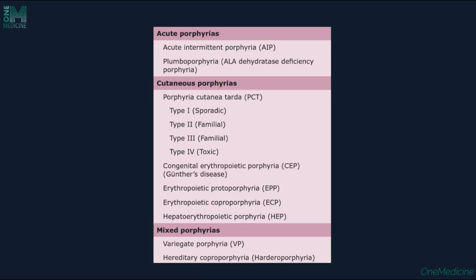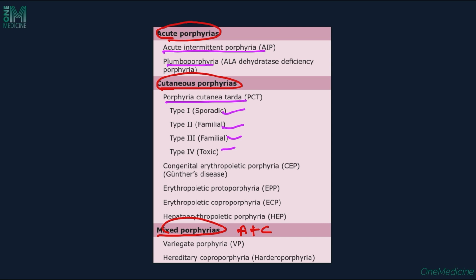So these porphyrias can be either acute porphyrias, which present acutely, or only cutaneous porphyrias, and they can be mixed porphyrias, where both acute and cutaneous manifestations can be present. In the acute porphyrias we have acute intermittent porphyria, then we have plumboporphyria. Plumboporphyria is ALA dehydratase deficiency porphyria. Then we have porphyria cutanea tarda, which is the cutaneous form, which also includes 4 types, that is type 1, type 2, type 3, type 4. Type 1 is sporadic, type 2 and 3 are familial, and type 4 is toxic type. So that is one cutaneous porphyria.